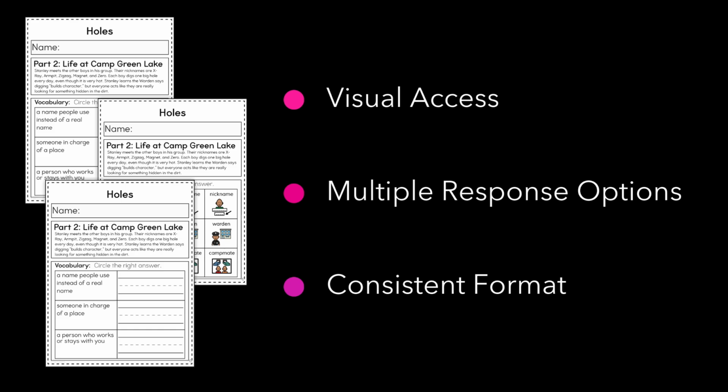Non-negotiable number 1 is visual access. This means that students can understand the task without language being the gatekeeper. Non-negotiable number 2 is multiple response options. That means the same activity still works on different kinds of days: verbal, AAC, pointing, matching, errorless, you name it. And non-negotiable number 3 is consistent format. That means students aren't burning energy figuring out the layout every time. Predictability isn't boring. Predictability is access.